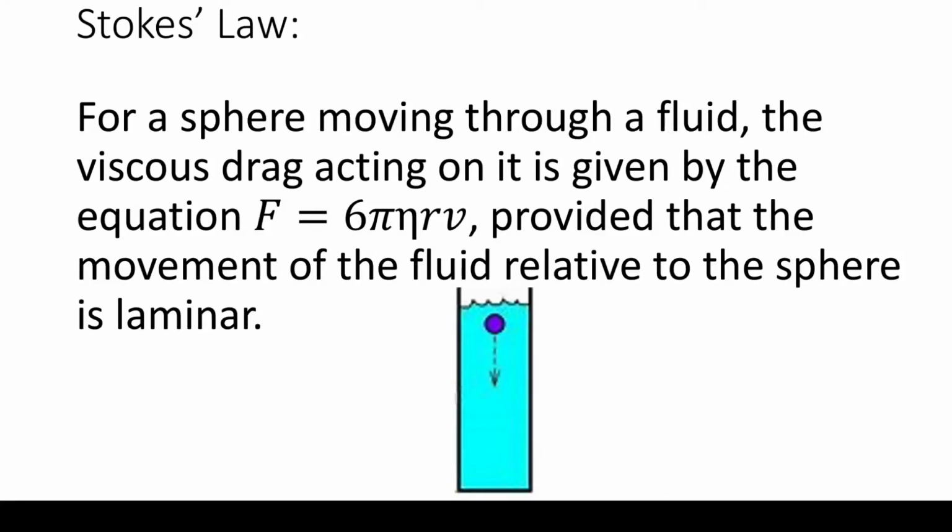Stokes' law states that for a sphere moving through a fluid, the viscous drag acting on it is given by the equation F equals 6 pi eta rv, provided that the movement of the fluid relative to the sphere is laminar.